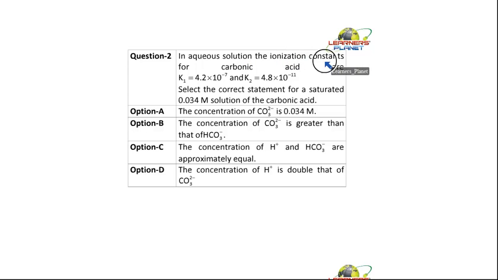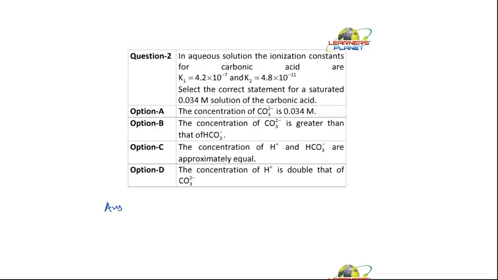In aqueous solution, the ionization constants for carbonic acid are K1 = 4.2 × 10^-7 and K2 = 4.8 × 10^-11. Select the correct statement for a saturated 0.034 molar solution of carbonic acid. Before reading the options, just try to write the equations.